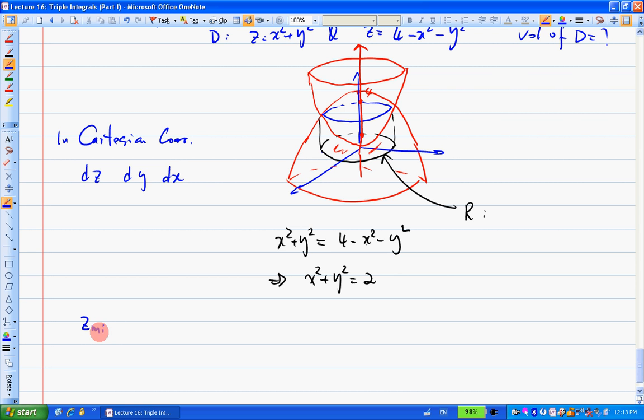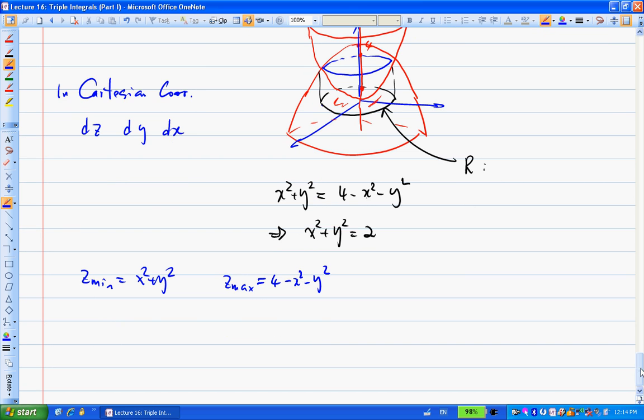So z min is the bottom surface. When you draw up, it hits the bottom surface first, which is this one, so z min is this. z max is the top surface, which is this. So that's your z min, z max. And then we try to find y min and y max.